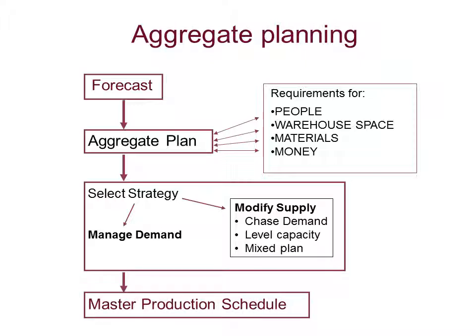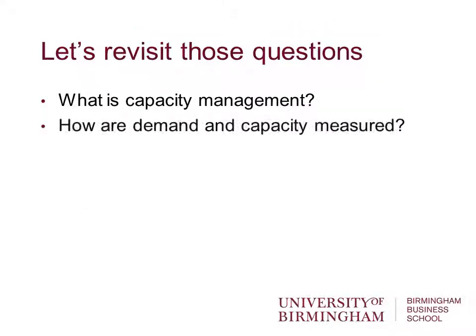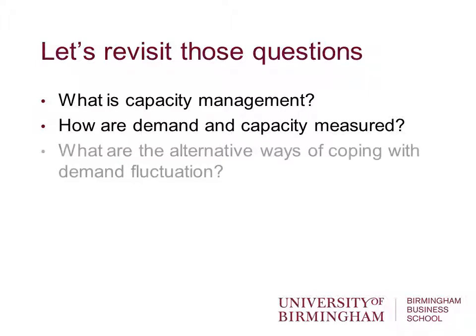This will lead in turn to what we call a master production schedule, which, when I come to talk about inventory, we will understand underpins most production plans for manufacturing organisations. So, going back to those questions, you need to understand what we mean by capacity management. Think a little bit about demand and capacity measurement. What are the different ways of coping with demand fluctuation?